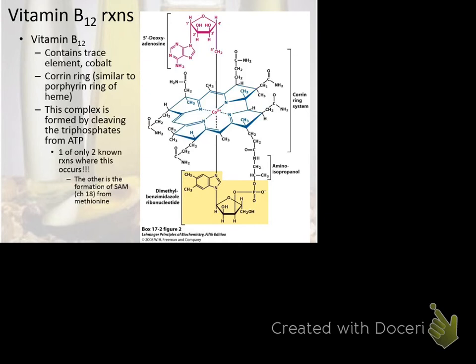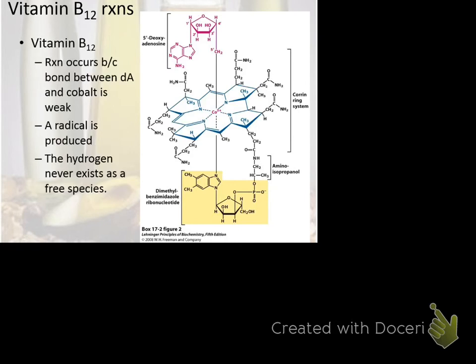So this is how the reaction works. Oh, first of all, I forgot, I was looking ahead. The reaction occurs between this DA, the deoxyadenosine, and the cobalt. If you notice, cobalt is 3+ here, and it actually produces a radical. So it's a type of free radical that's going to be occurring, and the hydrogen never exists by itself. I'll show you what that looks like in just a moment, because it's hard to draw for sure.